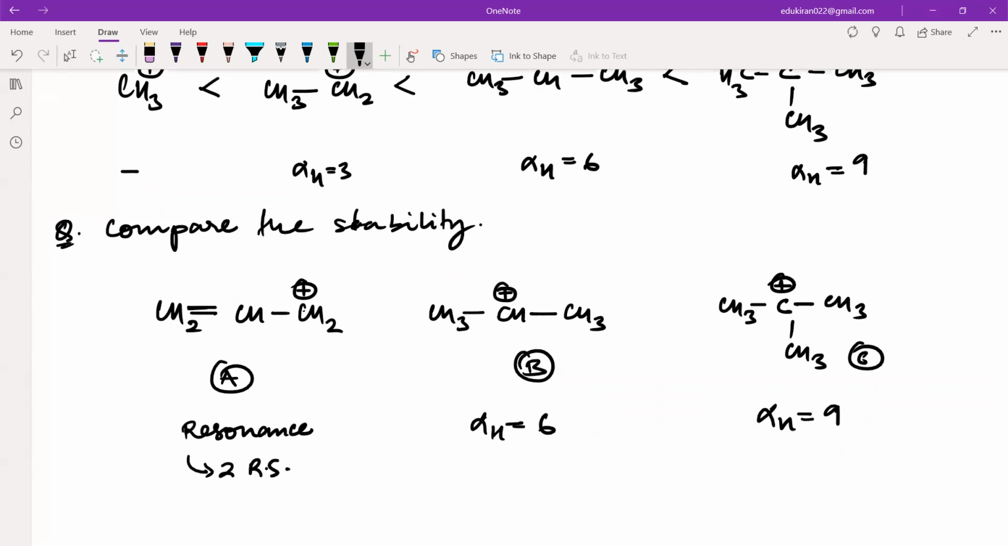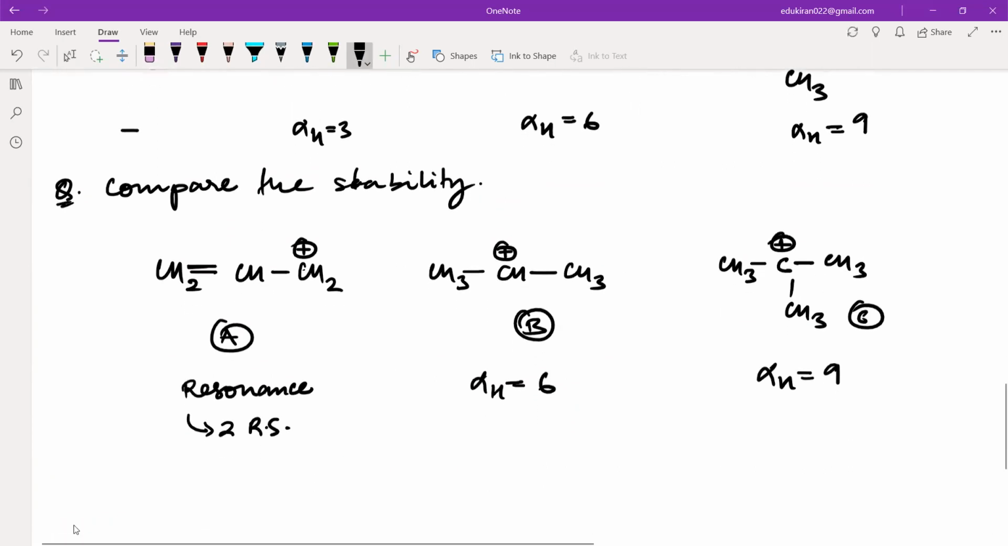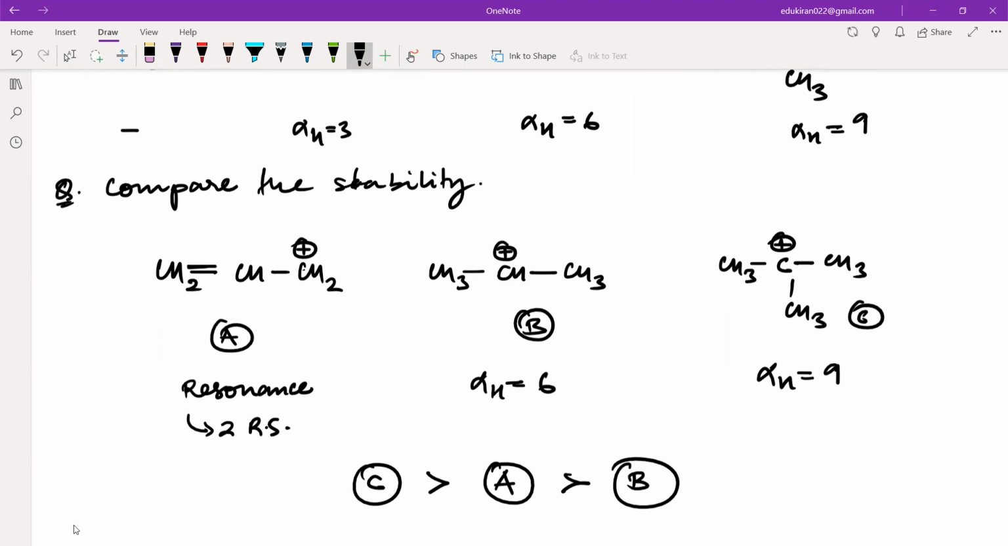Now we have some messiness here because there are 2 resonating structures in A, and in C the number of alpha hydrogens is very high, that is 9. Since it is very large, 9 alpha hydrogens trumps resonance. The most stable is C in this case, followed by resonance, and then followed by the 6 alpha hydrogens. So write this down also. This is important. This is the order of stability.